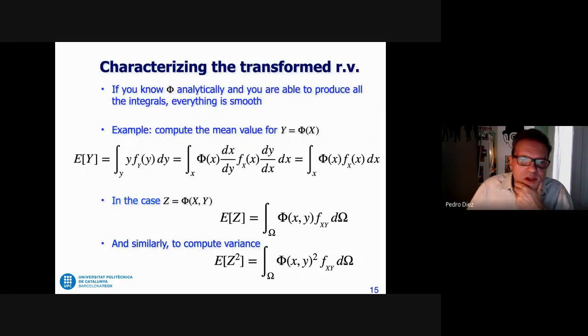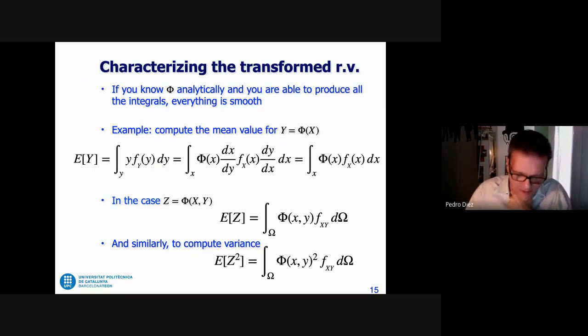So how can we characterize other quantities of the transformed random variable? For instance, the mean, the average. So we assume that phi is analytically known. What is the average? The average is the integral of y times the probability density function of y. We apply the transformation we just got, and we understand that you can integrate it in the original domain of x by multiplying phi of x and the original PDF of x.